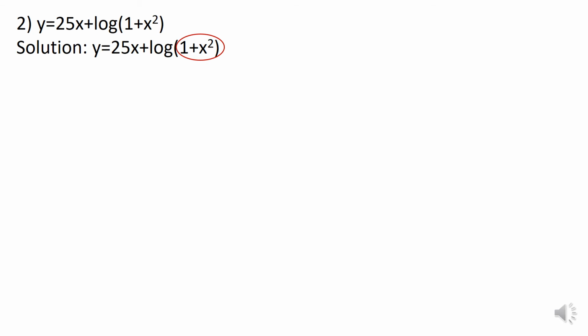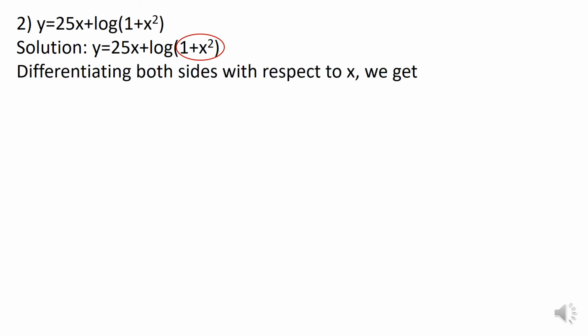So over here, while differentiating both the sides with respect to x, we consider this way, that is dy by dx is equal to. Now 25x is simple enough. The derivative of it is just 25. What about log of 1 plus x square? We use the outside inside rule over here, as I taught you last time. That is, we first find the derivative of the log function, and then we find the derivative of whatever is inside the bracket, that is it.